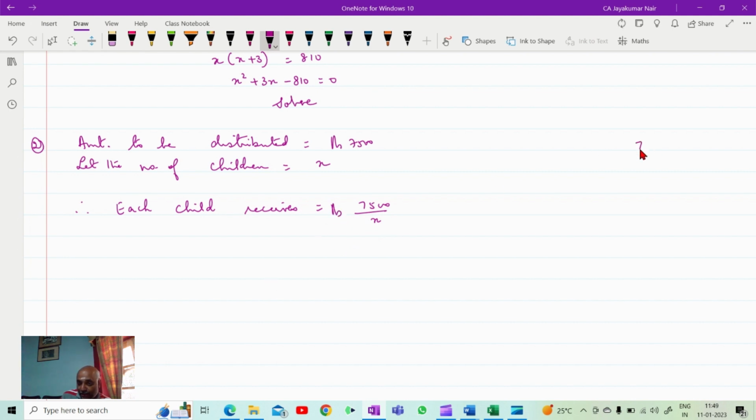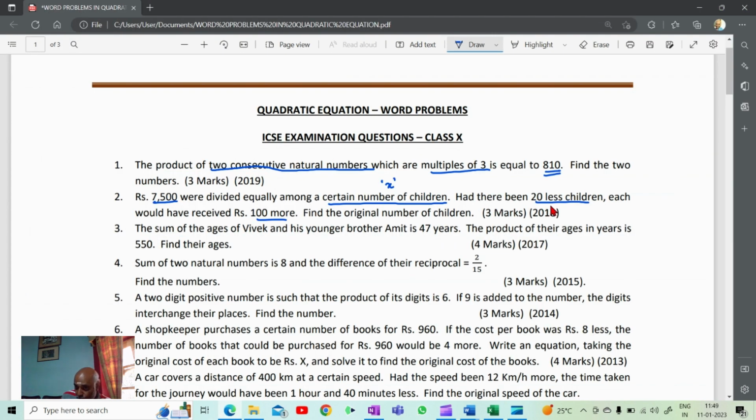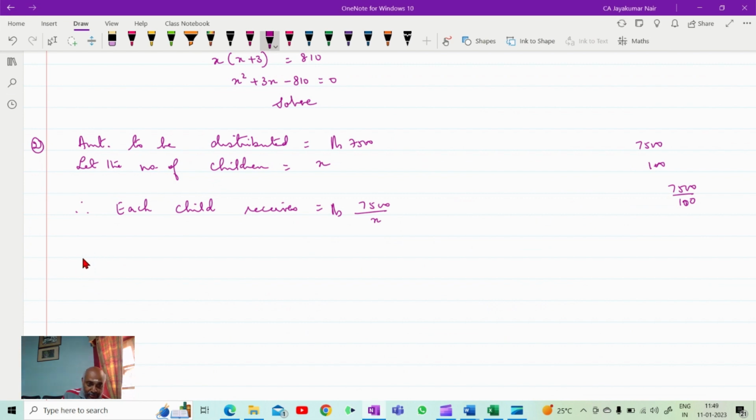Say, for example, you have 7,500 rupees and you have 100 children. Therefore, how much will each child receive? It will be 7,500 over 100. So that's the same logic we are using here. Here the number of children is x. So 7,500 divided by x. Now in the second scenario, what happens? Had there been 20 children less? So number of children. So the second part, I'll say revised.